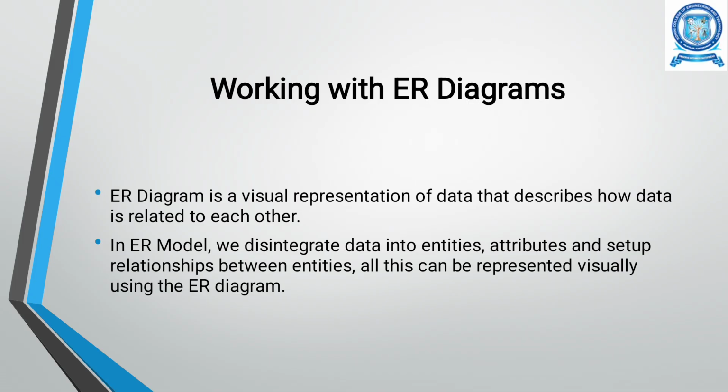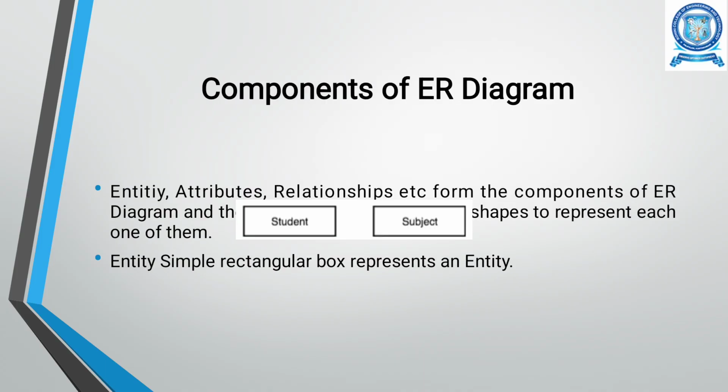Working with ER diagrams. An ER diagram is a visual representation of data that describes how data is related to each other. In the ER model, we disintegrate data into entities, attributes, and set up relationships between entities. All this can be represented visually using the ER diagram. Then components of ER diagram. Entity, attributes, relationship, etc. form the components of an ER diagram, and there are shapes to represent each one of them.